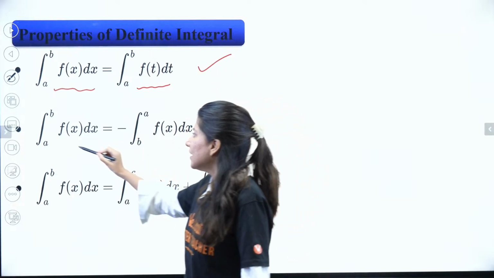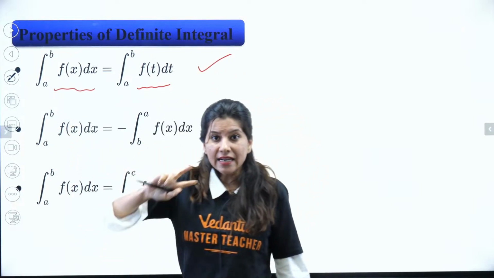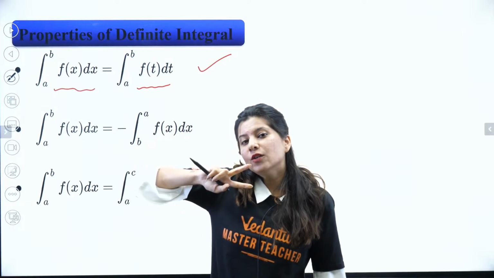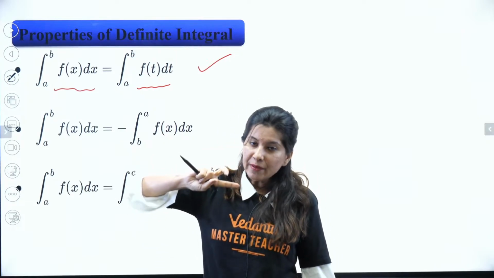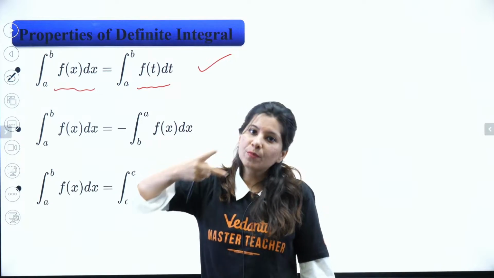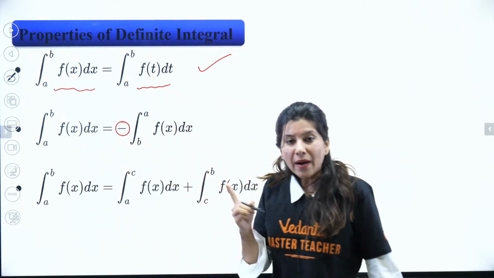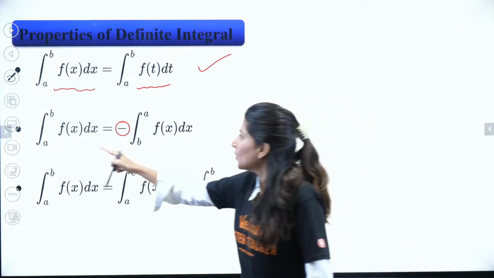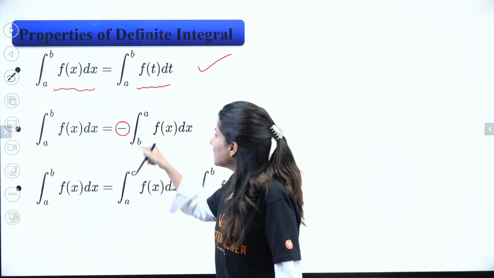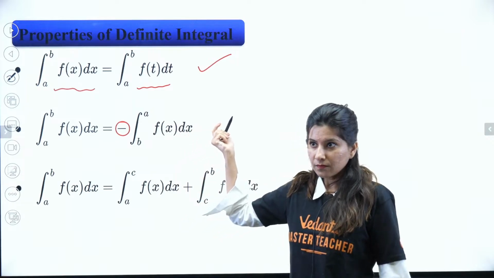Now whenever you see a to b, and if you feel like why I don't change the limit, upper limit should be the lower one, lower limit should be the upper one. So if you want to do that, you have to realize that the minus sign should be out. So a to b will be equals to minus of b to a. All right.